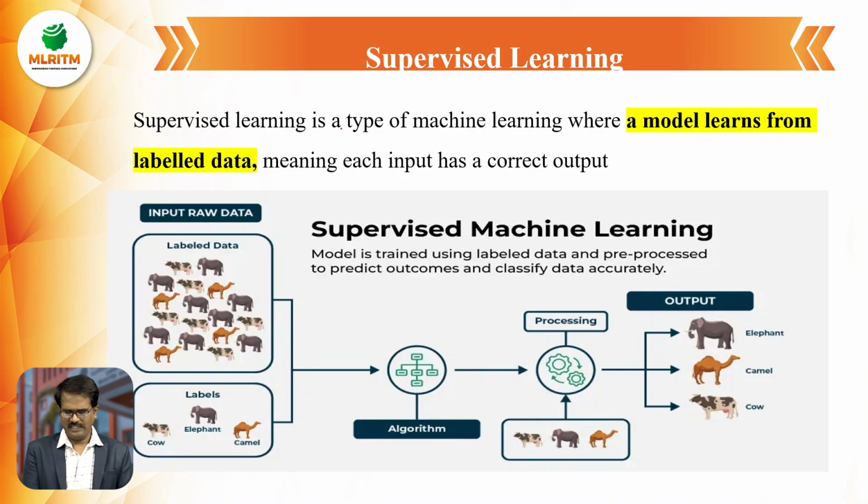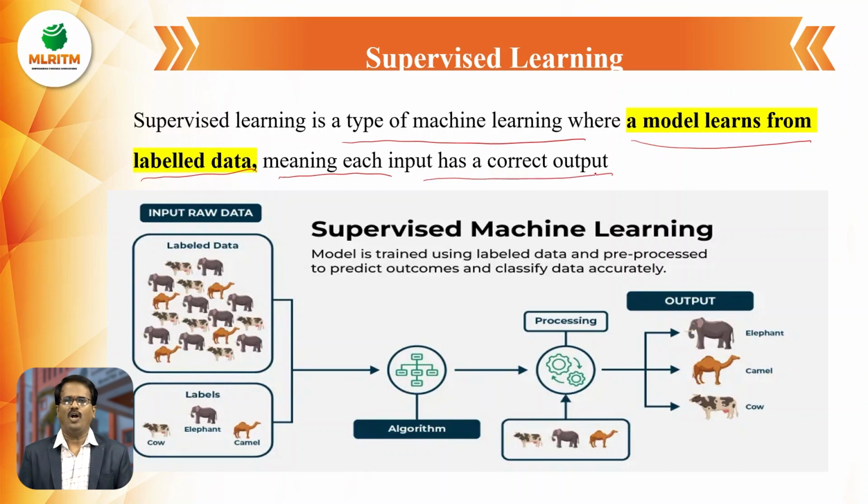As we know, a supervised learning algorithm is a type of machine learning where a model learns from the labeled data. What is meant by labeled data? Labeled data is nothing but every input is associated with the correct output. Such type of data is known as the labeled data set. Here, see, each input has a correct output. When we observe this image, this is the labeled data set.